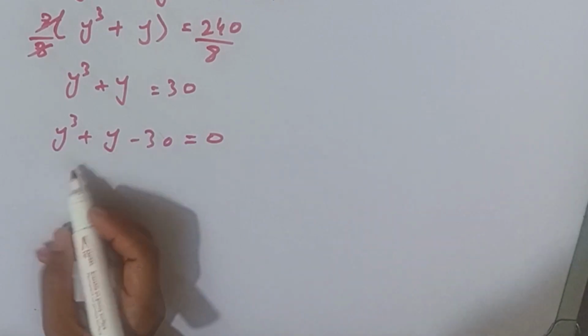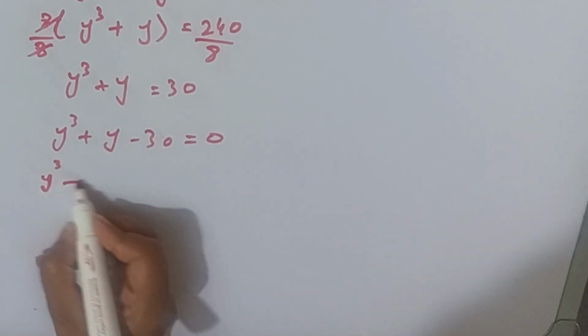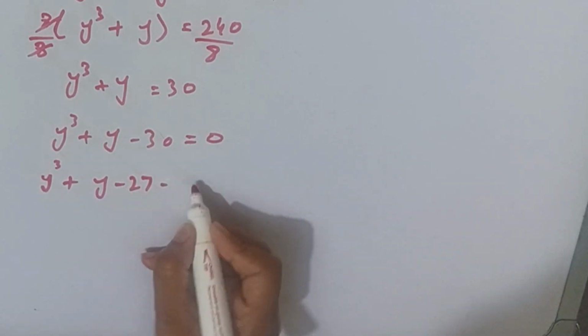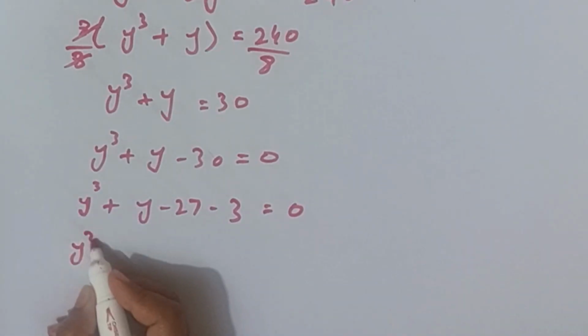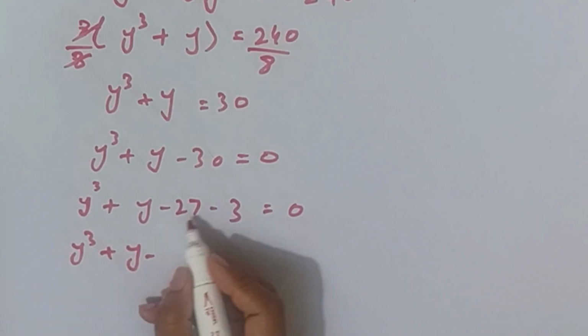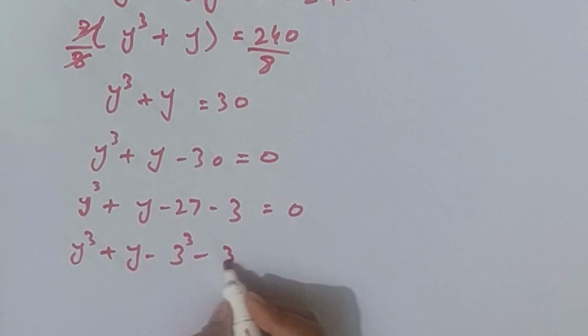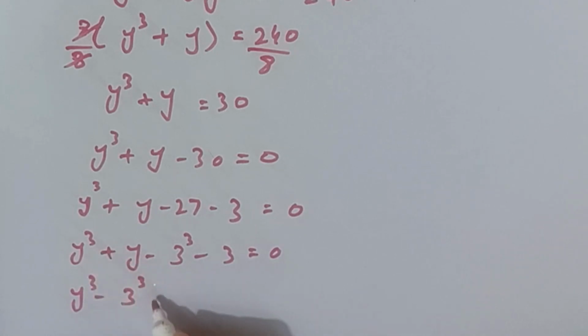Solve this equation. This is y^3 + y. We write this minus 30 as minus 27 and minus 3, equal to 0. This is y^3 + y - 27. We write this 27 as 3^3. This is minus 3, equal to 0. Now we write this as y^3 - 3^3 plus y and the negative 3, equal to 0.